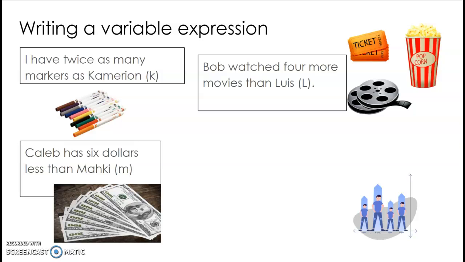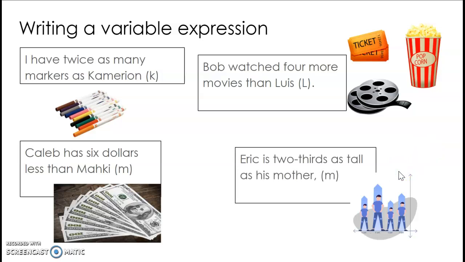Caleb has $6 less than Mackay. Eric is 2/3 as tall as his mother. M.